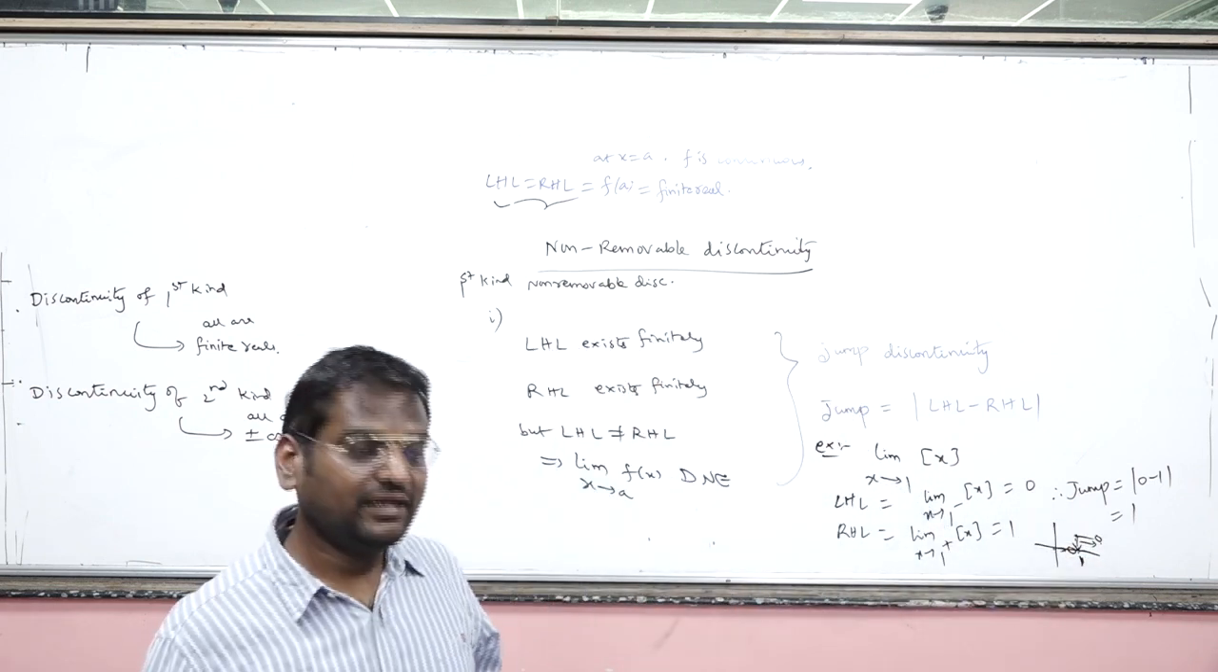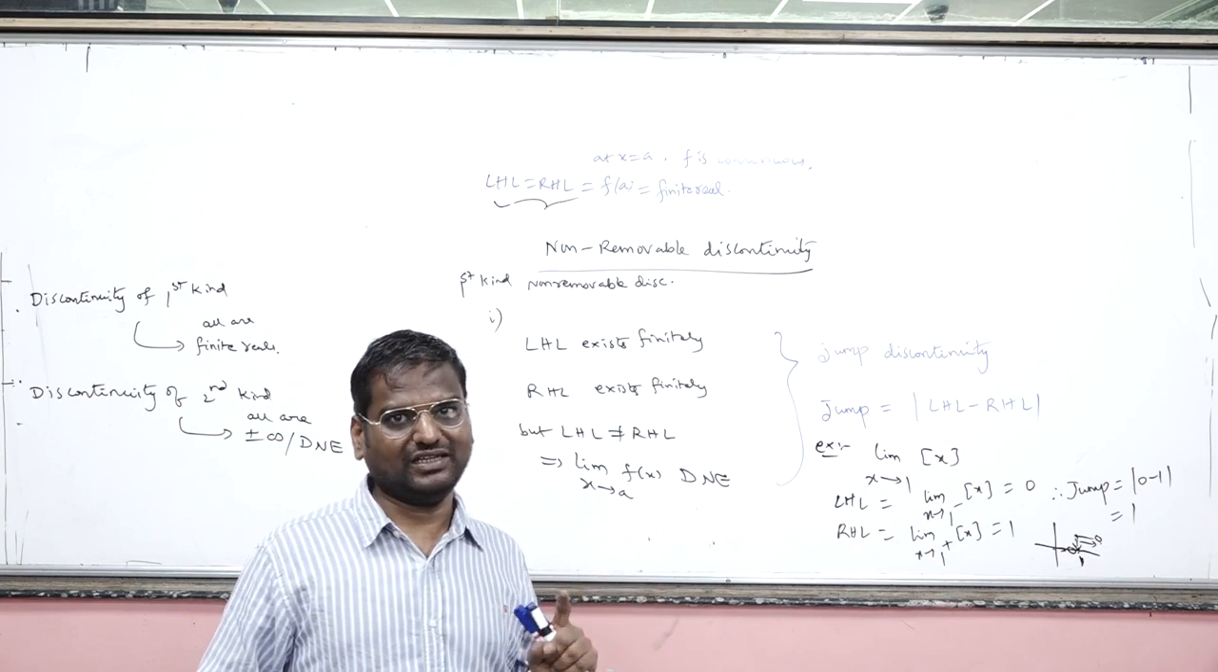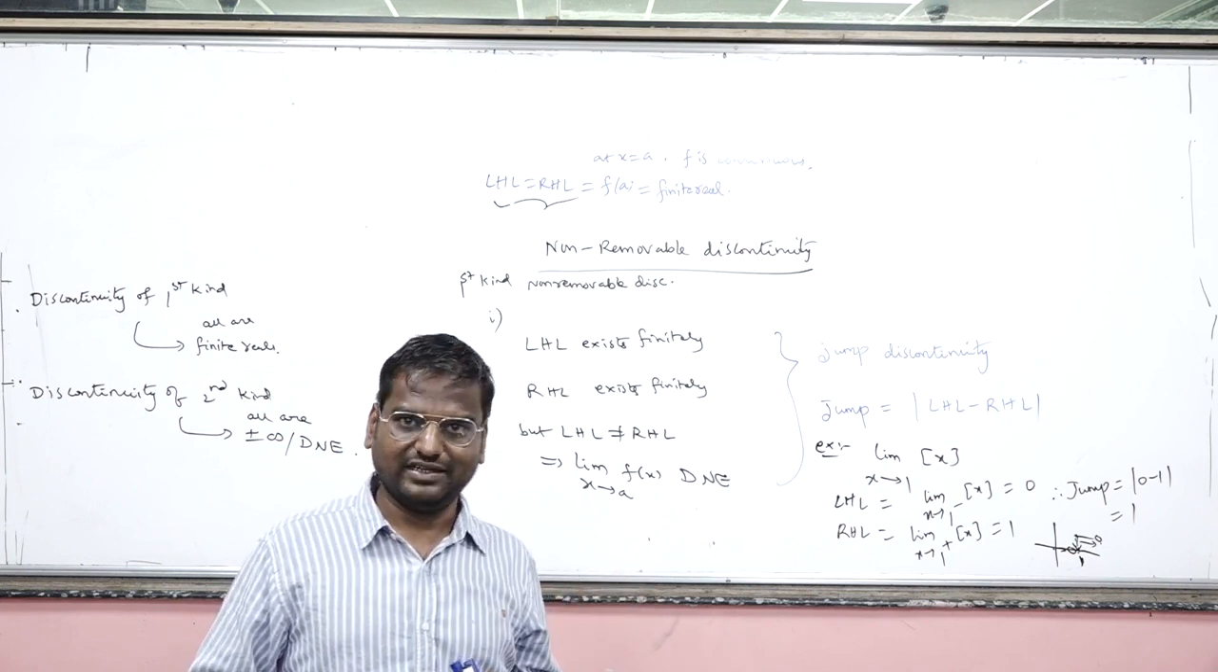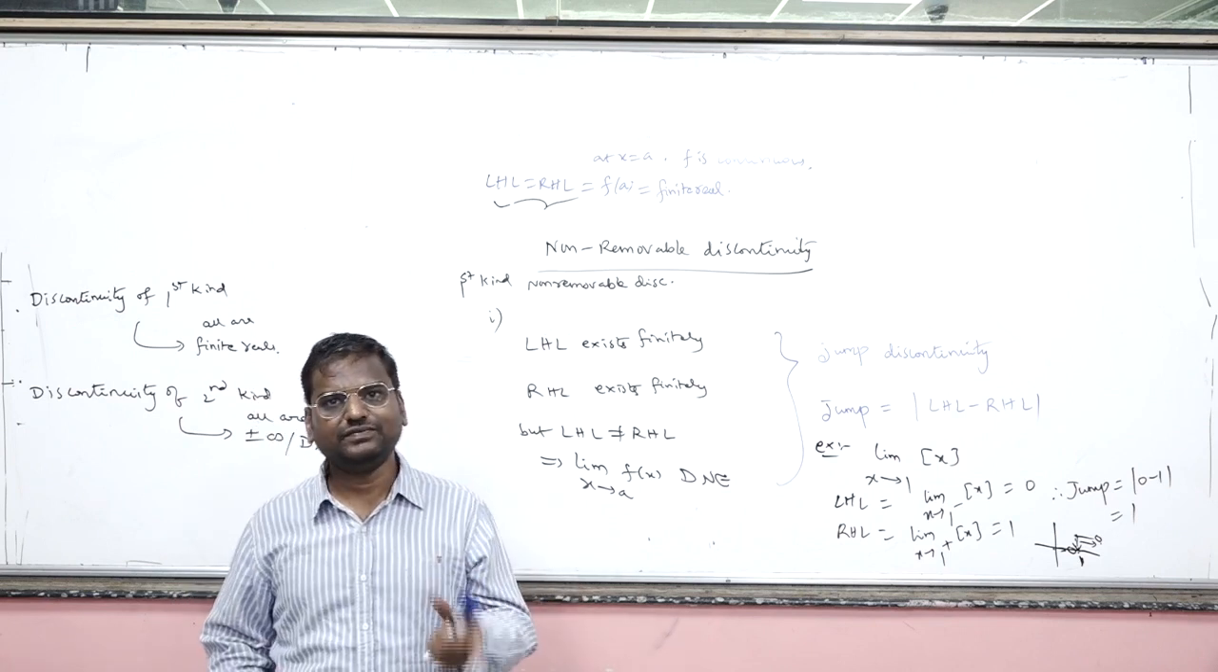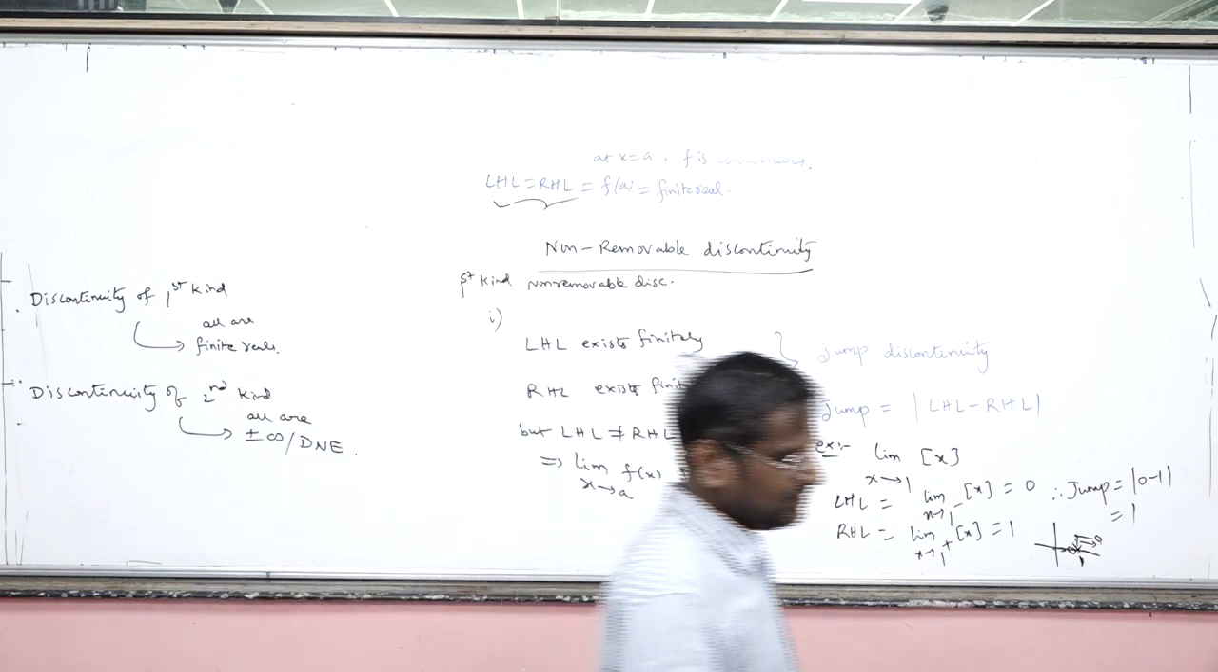Again here both are finite real numbers only. LHL and RHL both are finite real numbers, and the difference is also a finite real number. So that is what is called magnitude of jump, or jump discontinuity.